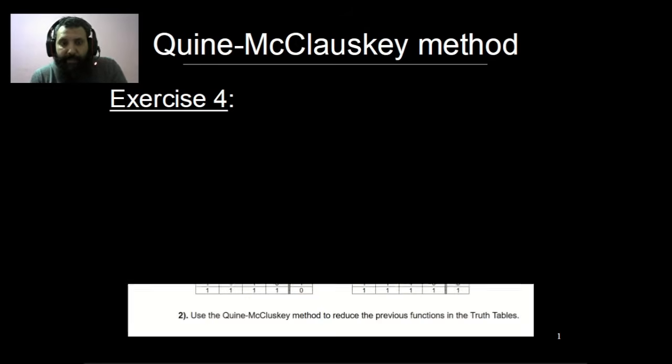Okay, let's continue. Now we'll deal with the third method of reduction. We studied algebraic simplification, the first method. Karnaugh Map was the second method. And now the third method is called the Quine-McCluskey Method. We'll still use exercise 4 to demonstrate the use of this method.